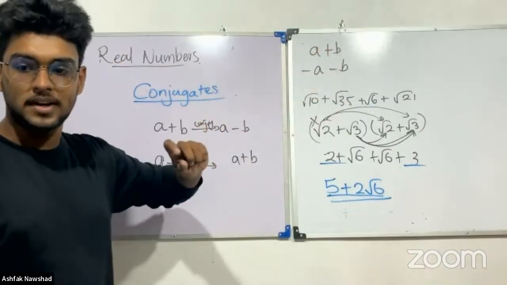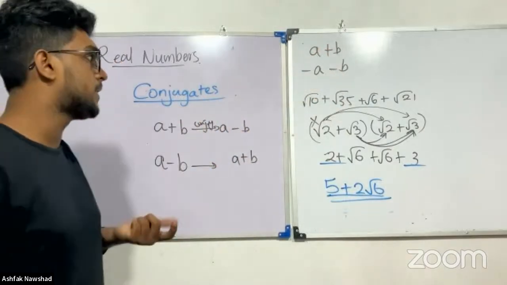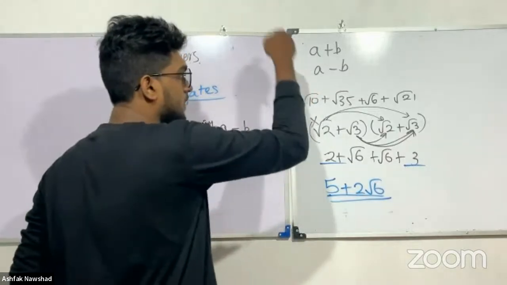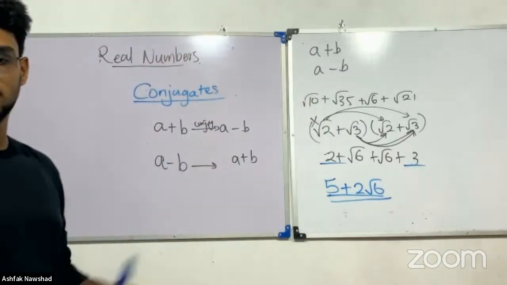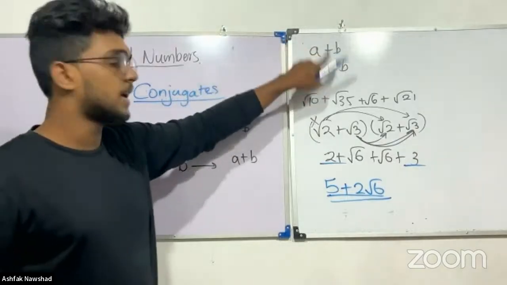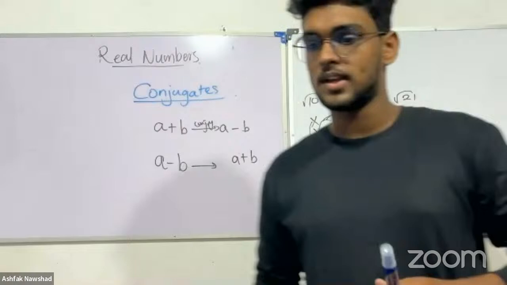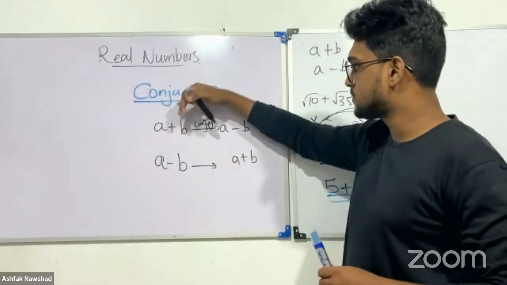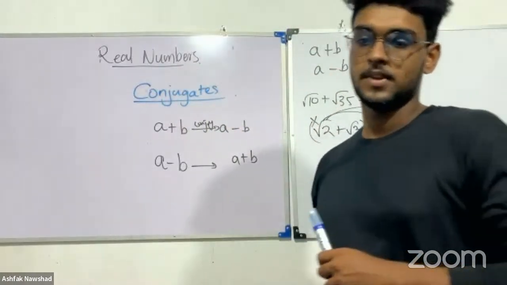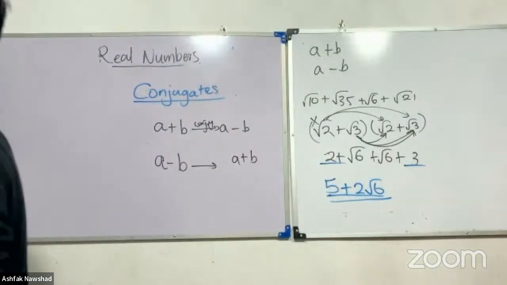Conjugate is a bit different. They only change the sign in the middle, not the sign in the beginning, only the sign in the middle. So that's the difference between the opposite and the conjugate. The conjugate of A plus B is A minus B.